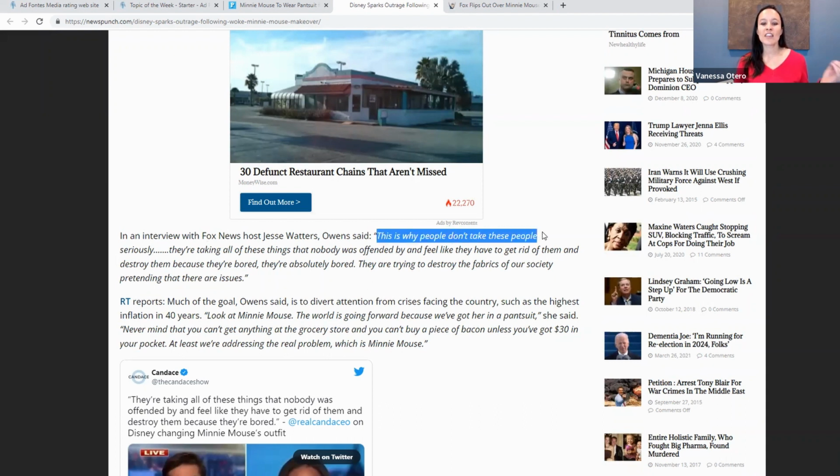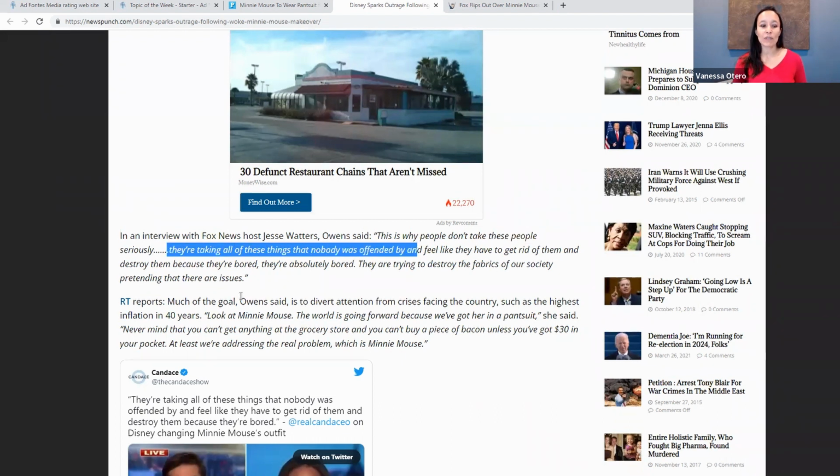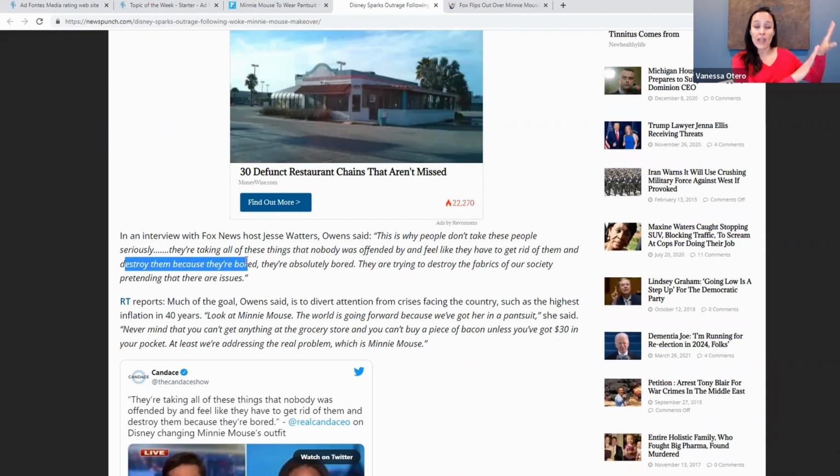This is why people don't take these people seriously. These people is referring to a group of others, people on the other side who are not us. They're them, they're others. They're taking all of these things that absolutely nobody was offended by and feel like they have to get rid of them and destroy them because they're bored. So they over there, they're just bored. And they're trying to destroy the fabric of our society, right? So them, the others, are trying to destroy our society. That's a pretty biased, extreme, otherizing characterization of people on the other side for changing mouse pants.